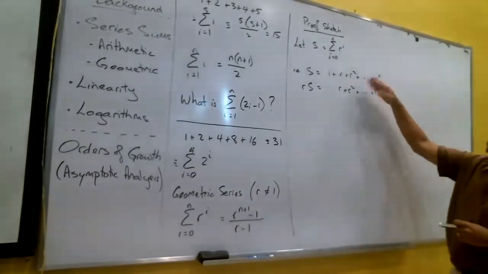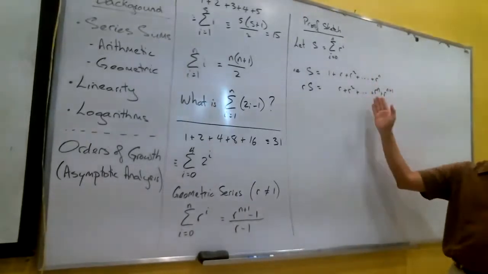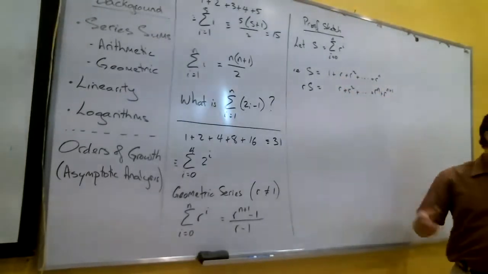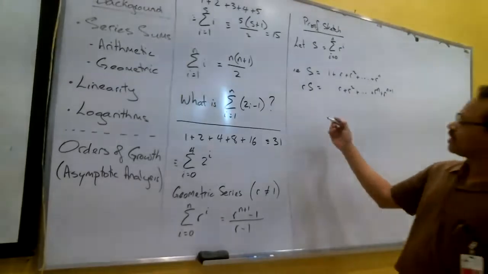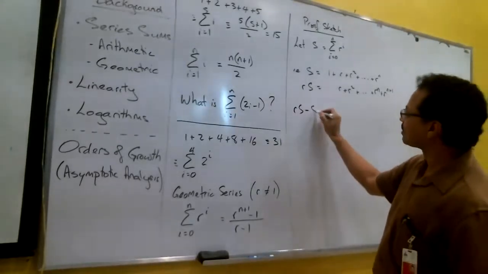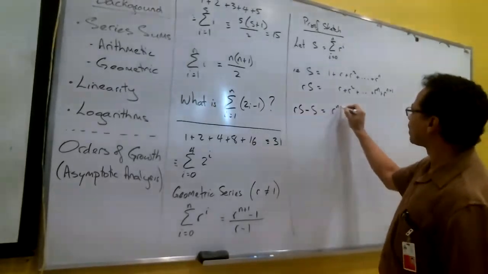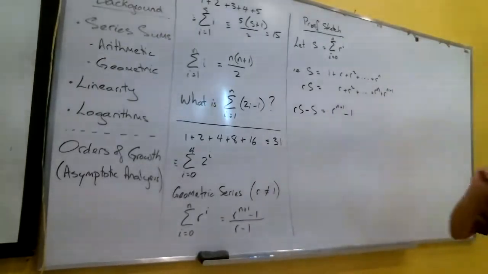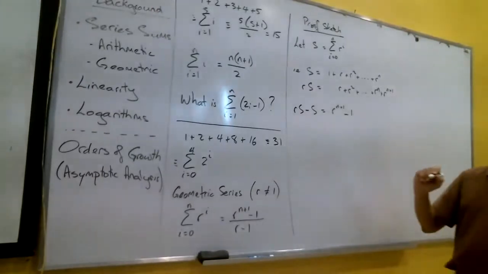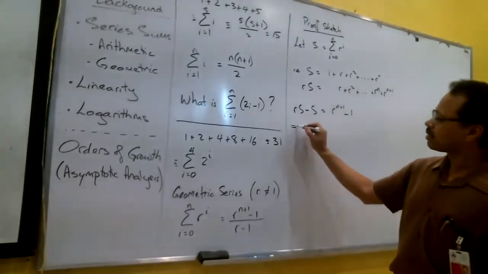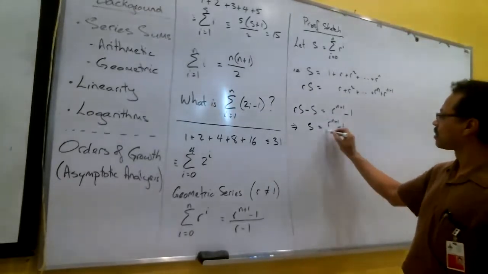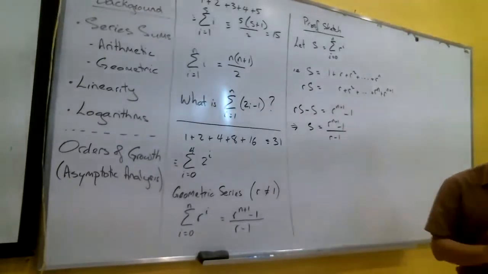Now, if I subtract these two, I'm going to cancel out all the middle terms. The only ones left will be the 1 up there and the r to the n plus 1 over here. You agree? So what you see is rS minus S is r to the n plus 1 minus 1. And that means that S is r to the n plus 1 minus 1, over r minus 1.